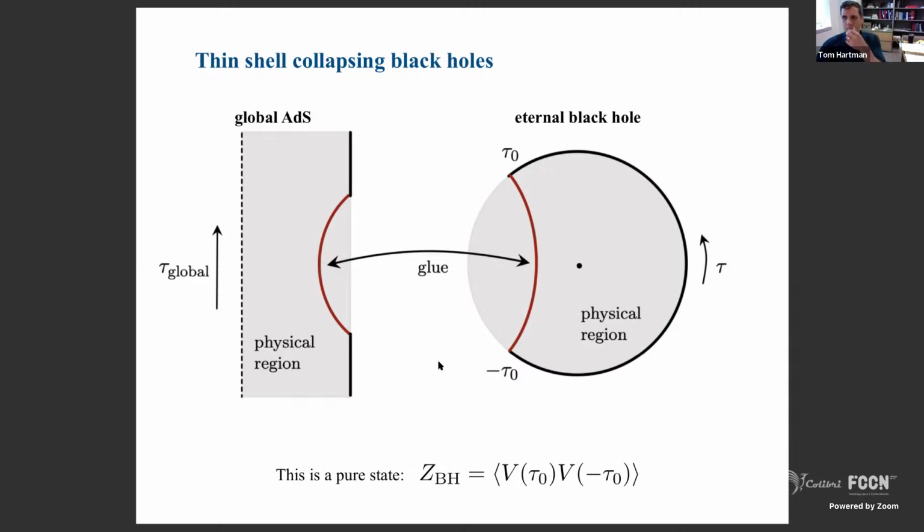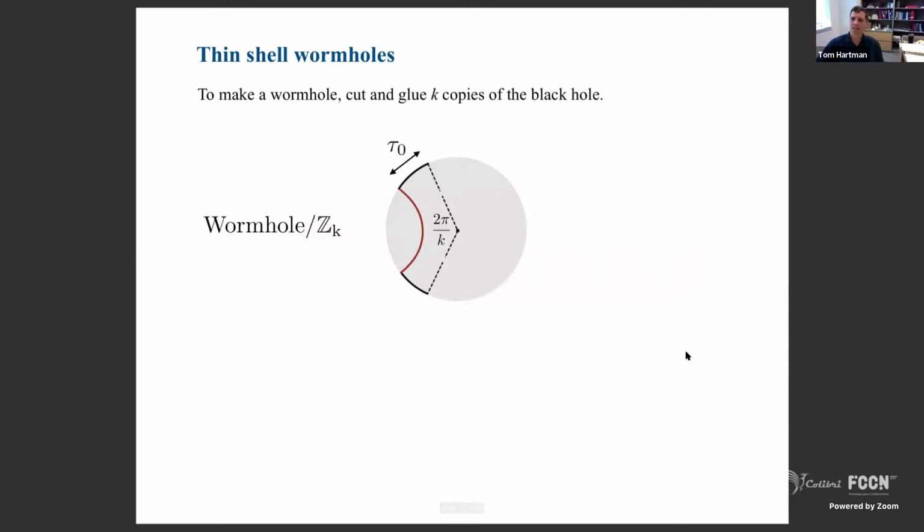This is a pure state where we can think of having the vacuum state down here, then you insert an operator that creates the shell. Then you evolve for a while, and then you insert the conjugate of that operator. So what the path integral is calculating in this scenario is the norm of the state created by the shell operator, which I've called V. So this path integral calculates V dagger V. It's not a thermal trace.